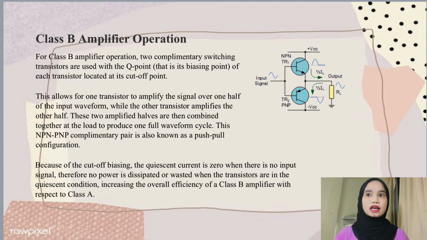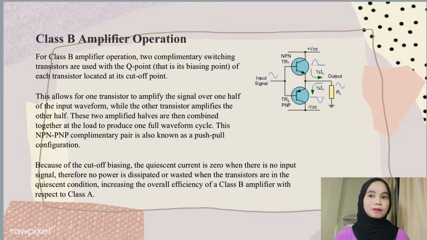Okay, next is class B amplifier operation. Two complementary switching transistors are used with the Q point, that is its biasing point, of each transistor located at its cut-off point. This allows one transistor to amplify the signal over one half of the input waveform, while the other transistor amplifies the other half. These two amplified halves are then combined together at the load to produce one full waveform cycle.